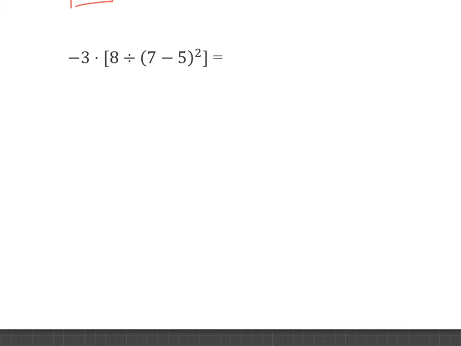So we've got brackets and parentheses. We go to the innermost parentheses to start off with. I'm going to leave everything else just as it is. And 7 minus 5 is 2. And then that parentheses has the exponent of 2. So we're going to get 7 minus 5 is equal to 2, and then that has the exponent of 2.